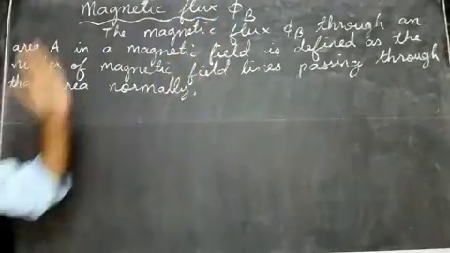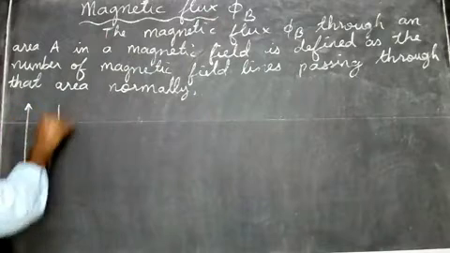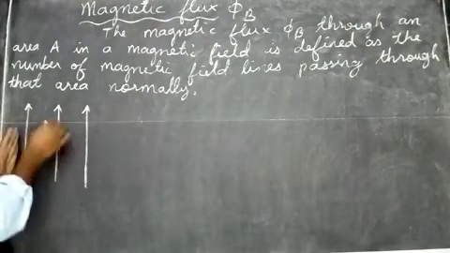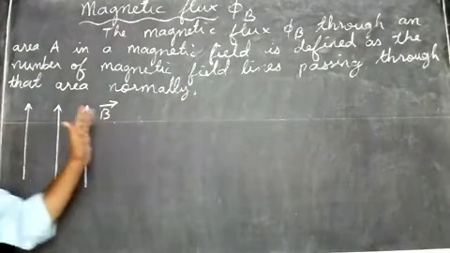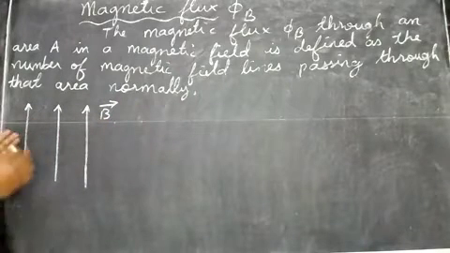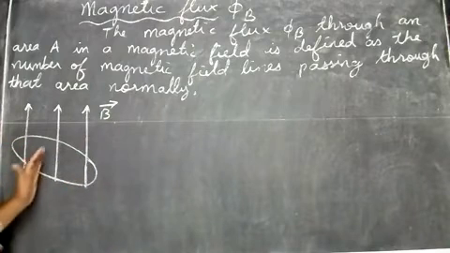So let's take a magnetic field here. There's a magnetic field like this. Imagine these are the magnetic field lines. We mark it as B vector because magnetic field is a vector quantity. Now let's take an area. That area is kept at an angle to the magnetic field, like this.